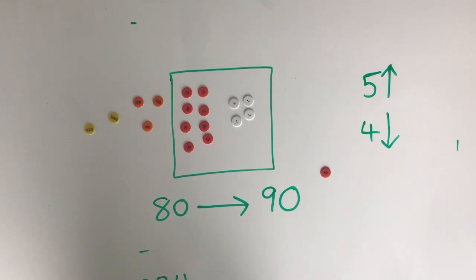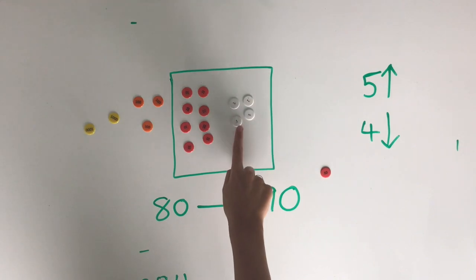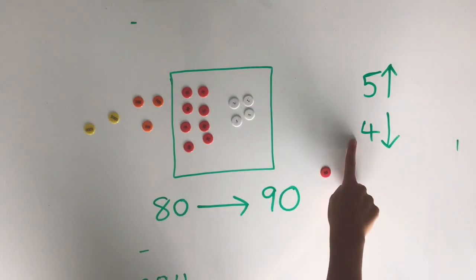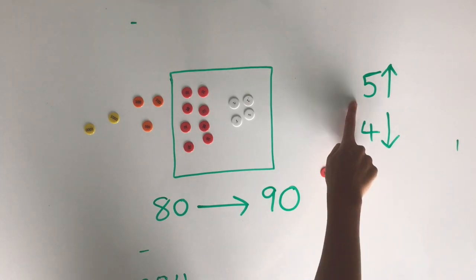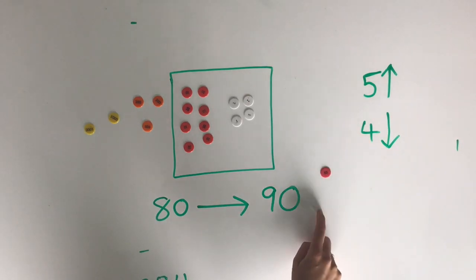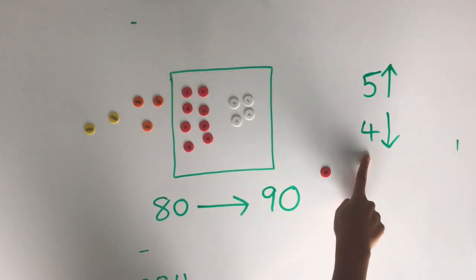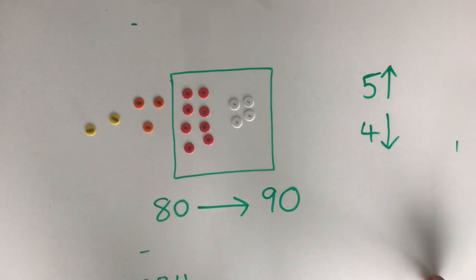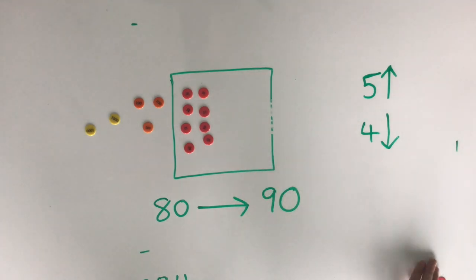So now it's time to compare our number. If we have a look at our ones, we have 1, 2, 3, 4 ones in our number. Remembering our rule that 4 or less round down and 5 or more round up, we can tell that because we have 4, we're going to round down. Because we're rounding down, we no longer need our 10 or any of our ones.